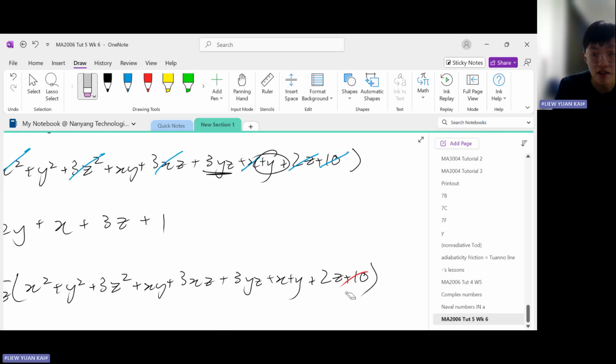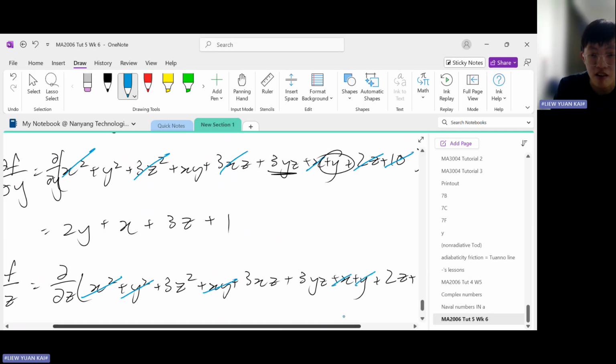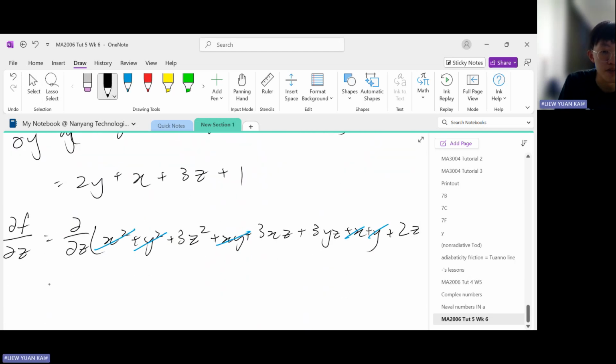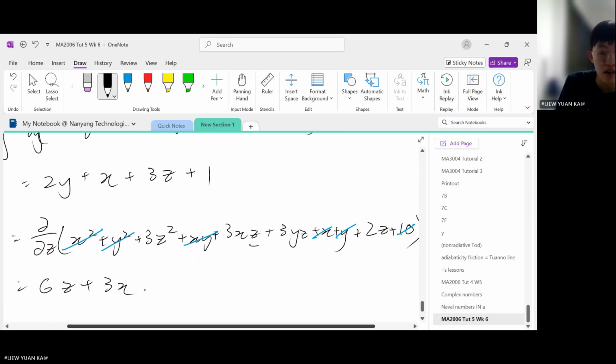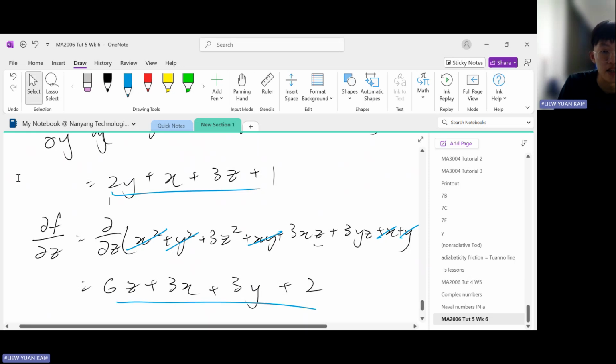Okay, so let's see if we have any constants to throw away first. Remember, we are differentiating with respect to z. That means x and y are our constants, and also 10 is a constant. So now we need to differentiate this with respect to z. Power bring down, power minus 1, plus, so this one just remove the z. We're left with 3x plus, this will become 3y, and this will become 2.